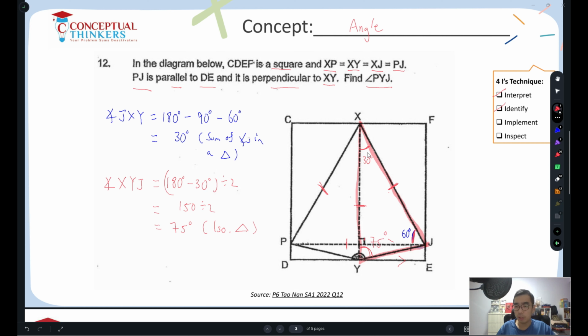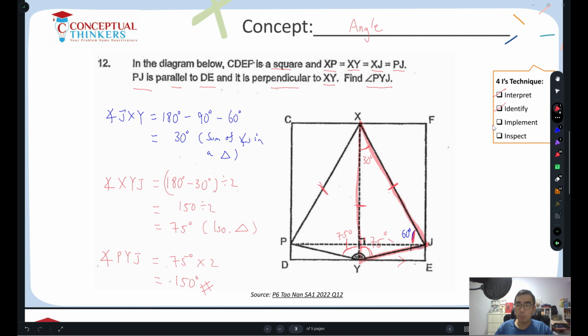The good thing about doing this part of the triangle is, if you look at XPY, it's the same triangle as XYJ. So that means that this angle here will also be 75 degree. To get to our PYJ, which is the requirement of the question, we just need to take 75 degree multiplied by 2. So we're going to get 150 degree. This will be my answer for this question.